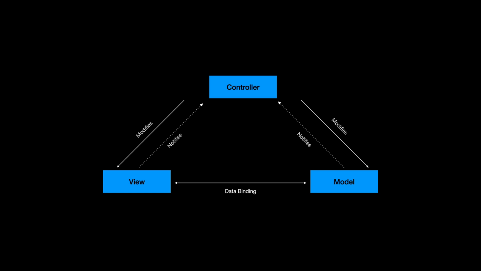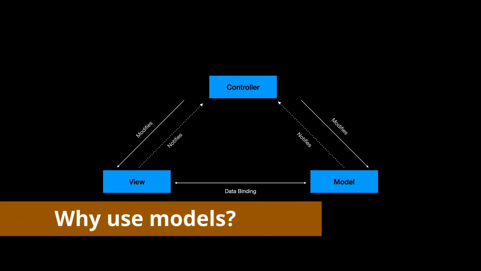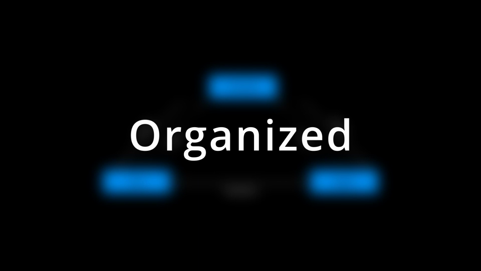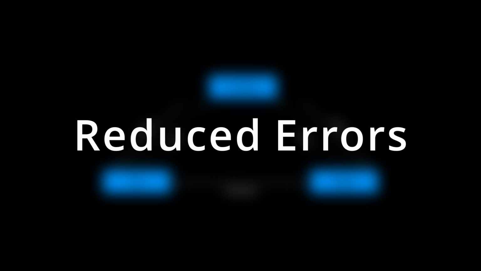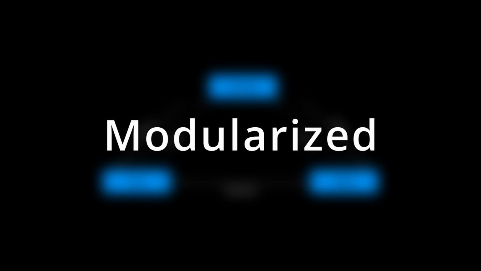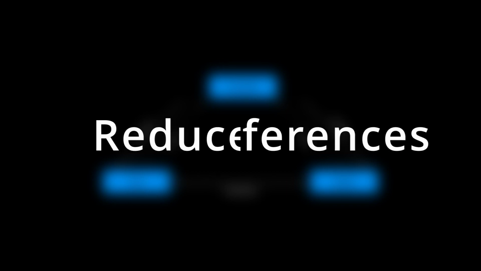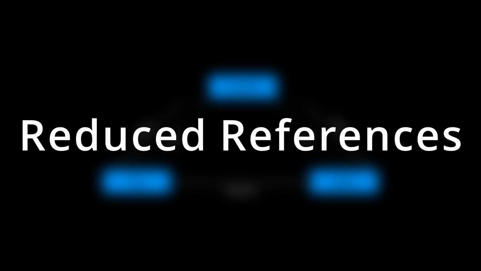SAPUI5. One may ask, why use a model if we can modify the view via controllers? First, the code is more organized, manageable, and debuggable, and by moving the data to the model, it reduces the amount of data loss related to the application lifecycle. The code also becomes very modular in MVC, and since the model doesn't need to know the specifics of the business logic, it also reduces hard references of control IDs since we are working with data binding.